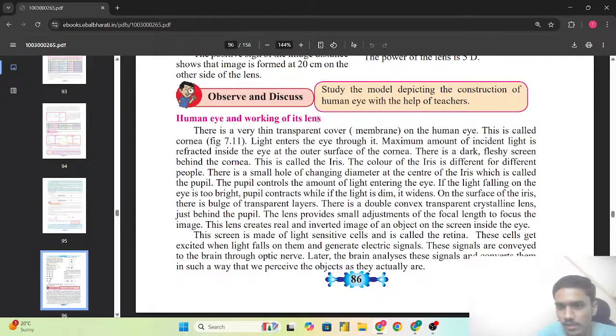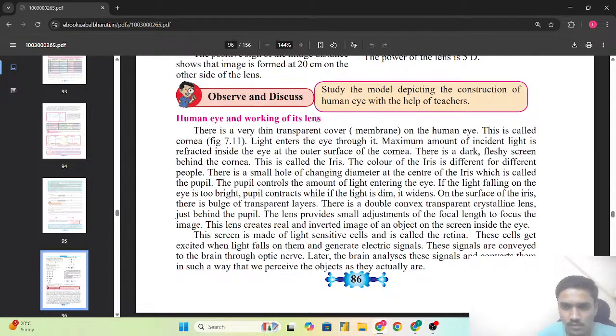There is a dark fleshy surface. This is called the iris. The color of the iris is different for different people. There is a small hole of changing diameter at the center of the iris, which is called the pupil. The pupil controls the amount of light entering the eye. If the light falling on the eye is too bright, the pupil contracts, while if the light is dim, it widens.